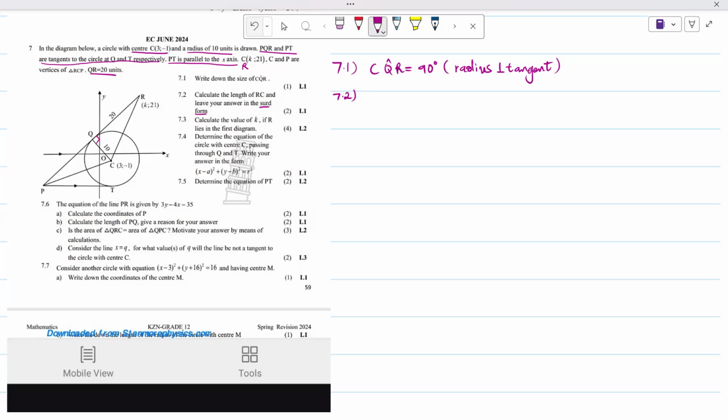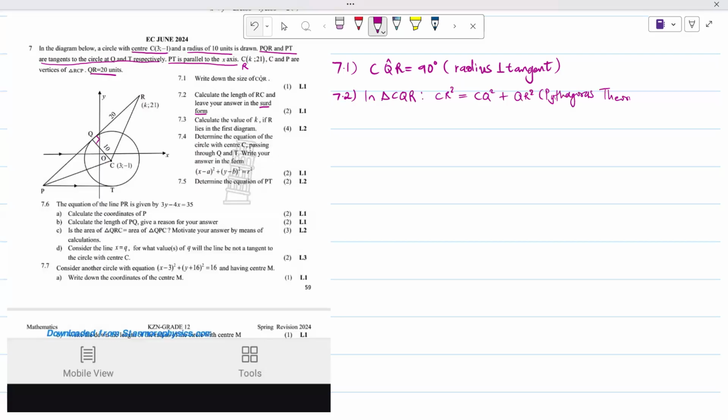Okay, right. Since CQR is 90 degrees from 7.1, we can easily see that triangle CQR is going to be a right angle triangle, which means I can apply the theorem of Pythagoras. So I'm going to say now in triangle CQR, CR squared will be the longest side since it is opposite the right angle. CR squared is equal to CQ squared plus QR squared. I'll supply a reason there. I'll say Pythagoras theorem.